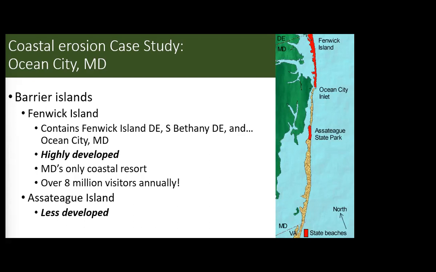So this is a hugely developed area. Very large population. A lot of foot traffic in summer months, as you can imagine. It's the only coastal place in Maryland for coastal resorts. We get 8 million people a year visiting just these tiny islands off the coast of Maryland, which is a crazy amount of foot traffic. However, that's in Fenwick Island and near Ocean City. Assateague Island is a state park, so obviously there's no development there. It's protected by state law, so we have less development there.